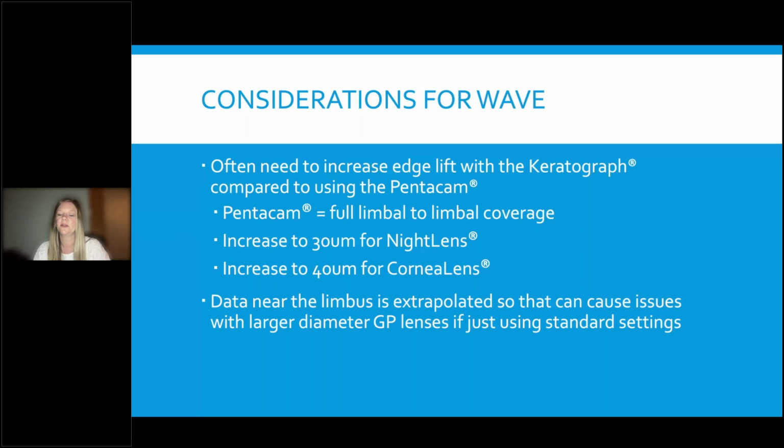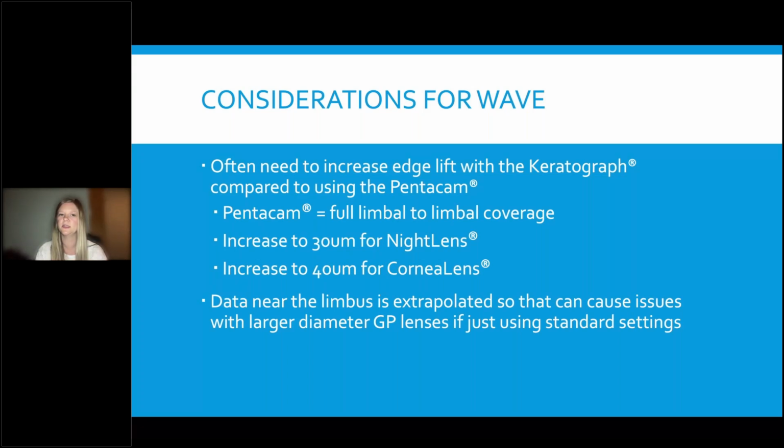One thing that I found, and this was the most important, is that I actually need to increase my edge lift with the Keratograph when I'm designing a Wave lens, compared to if you're using a Pentacam. With a Pentacam, you're going to get full limbal to limbal coverage of your map. With the Keratograph, the map does not go fully all the way out to the limbus. So the area closer to the limbus is a little bit more extrapolated. If you have a larger gas perm lens that gets out closer to that limbus, that data is not always 100% accurate.